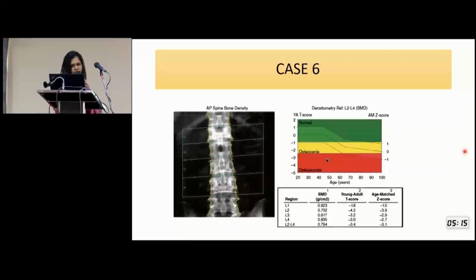Now you have the L1 vertebra. If you look at the T-score, the standard deviation is more than 1 when compared to L2, and that you exclude from the final analysis. So the L2 to L4 T-score would be minus 3.4.